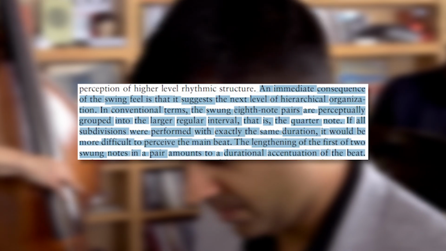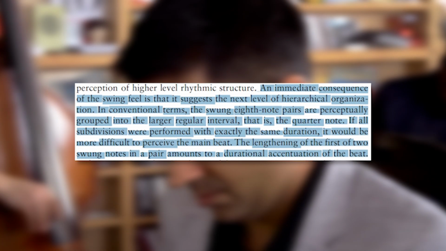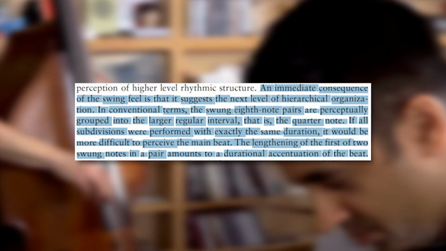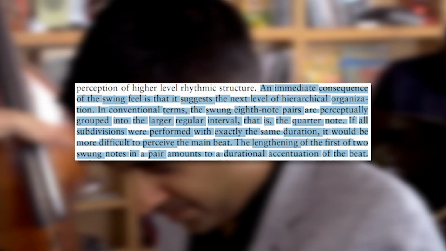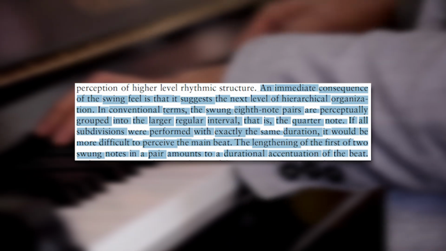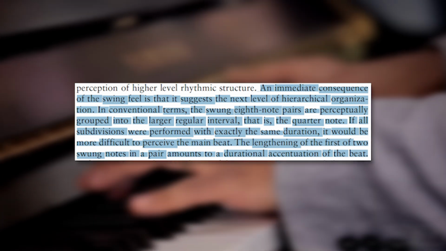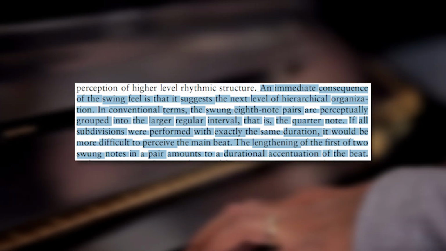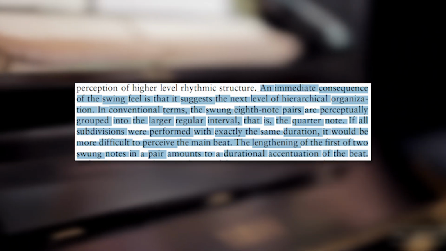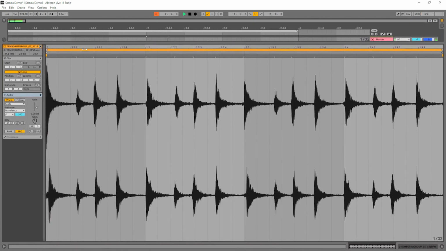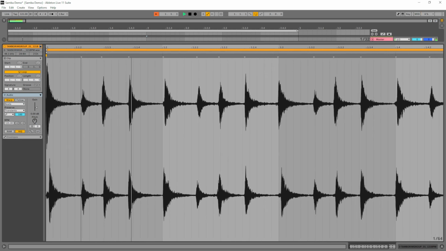If all subdivisions were performed with exactly the same duration, it would be more difficult to perceive the main beat. The lengthening of the first of two swung notes in a pair amounts to a durational accentuation of the beat. In the samba example, the perception of a swung eighth note helps reinforce the slower quarter note backbeat, like 1, a 2, 3, a 4.